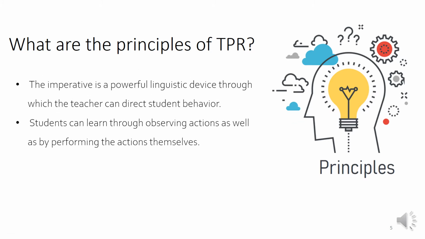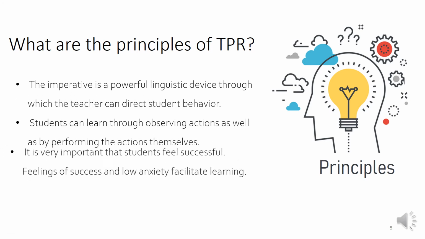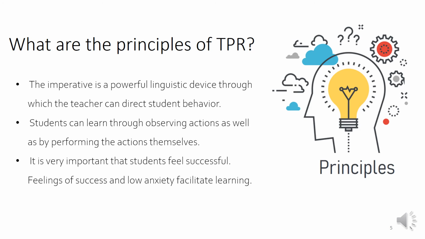Number 5. Students can learn through observing action as well as by performing the actions themselves. That means if they want to act, they will act. If they only want to observe, it's up to them. Number 6. It is very important that students feel successful. Feelings of success and low anxiety facilitate learning. The teacher has to take care of the students' feelings. He or she has to reduce their anxiety and make the learning process as enjoyable as possible.